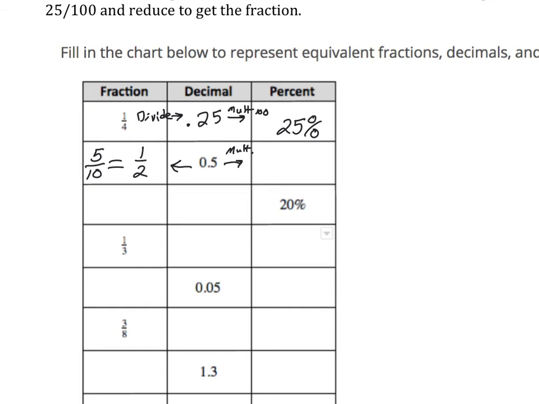Now, from percent to decimal. So if we got from decimal to percent by multiplying by 100, we're going to divide by 100. So we take 20 and divide it by 100, and that gives us 0.20. Now that also gives us our fraction, 20 hundredths, but I have to reduce. So I can divide both top and bottom by 20, and I get 1 over 5.